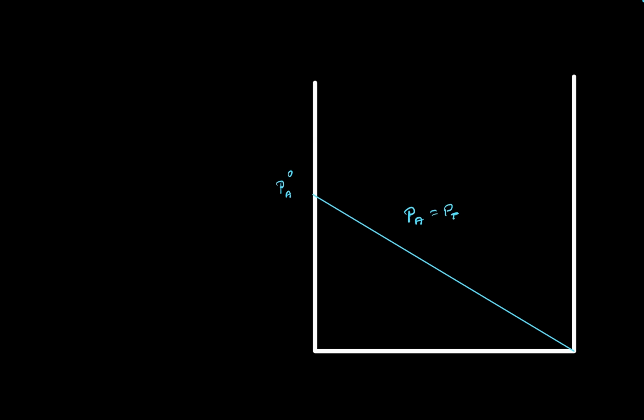Pressure of A is equal to pressure total. Here, mole fraction of A will be equal to 1, mole fraction of B is equal to 0. Here also, mole fraction of B is equal to 1, mole fraction of A is equal to 0.